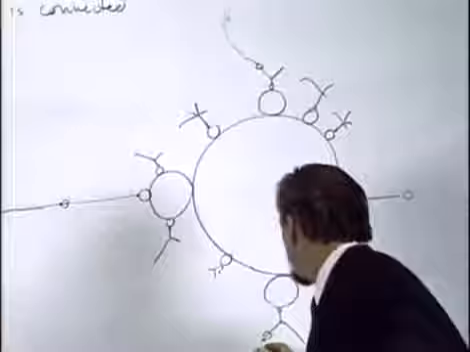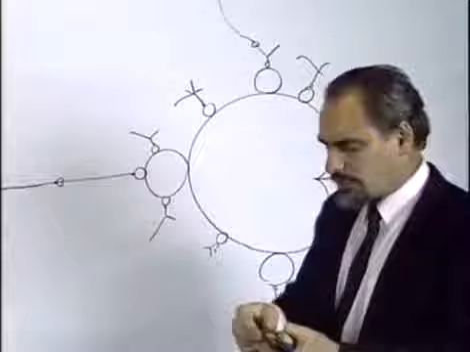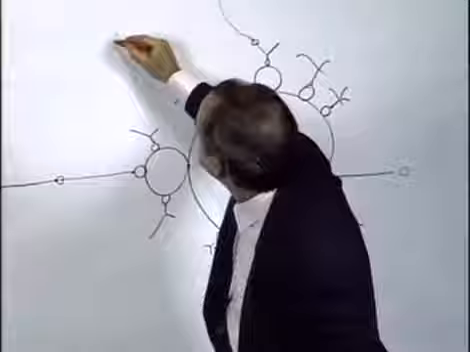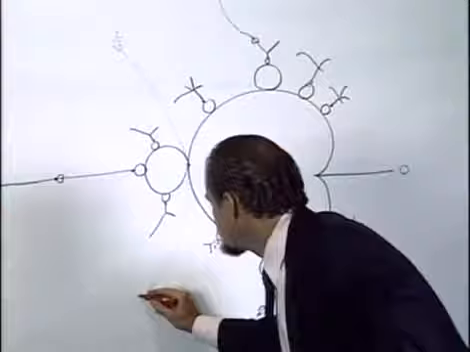And now let me show you some rays which land at other distinguished points of the drawing. For instance, this point right here. The ray which comes down to it from the top has angle 1/3. And the ray which comes to it from the bottom has angle 2/3.